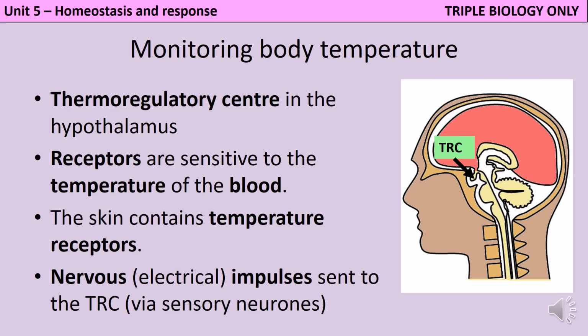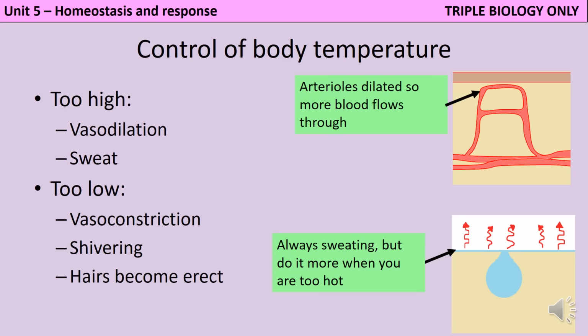Human body temperature is controlled by the thermoregulatory centre, or TRC, in the hypothalamus of the brain. It contains receptors that are sensitive to the temperature of the blood, and it also receives information from the skin sent in the form of nervous impulses. When the body temperature rises too high, this can be counteracted by widening the arterioles close to the surface of the skin so that more blood passes through them. This is a process called vasodilation.